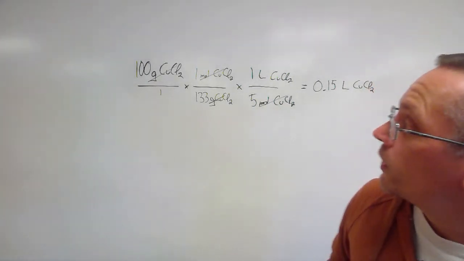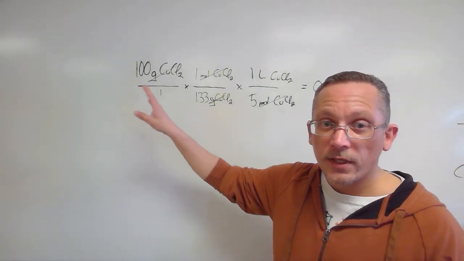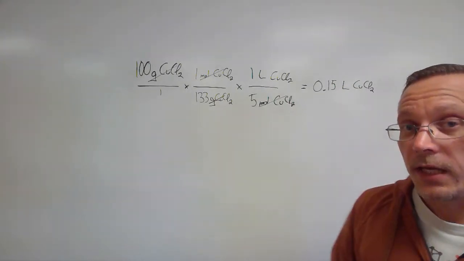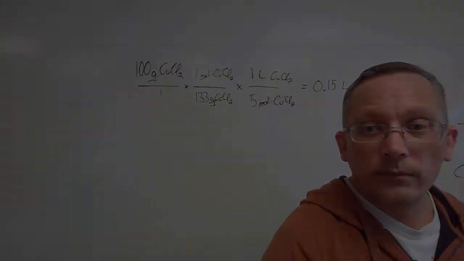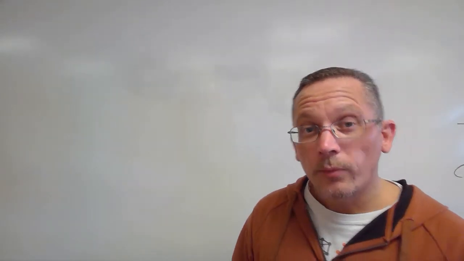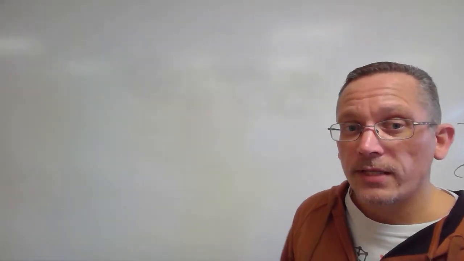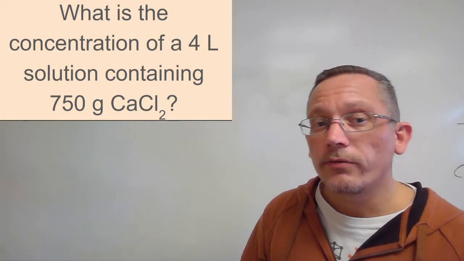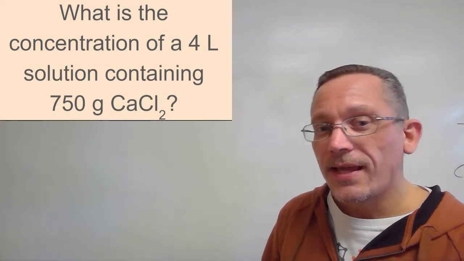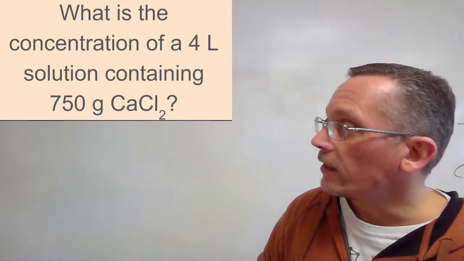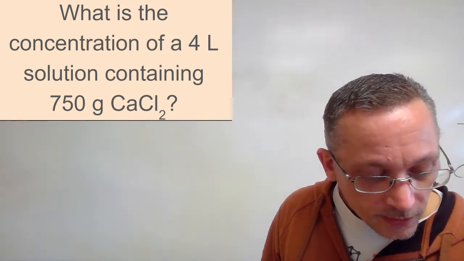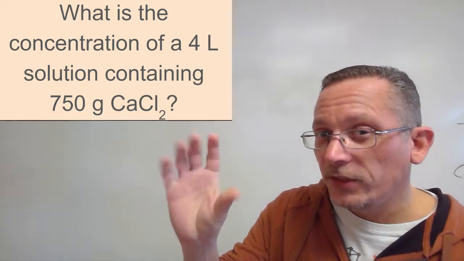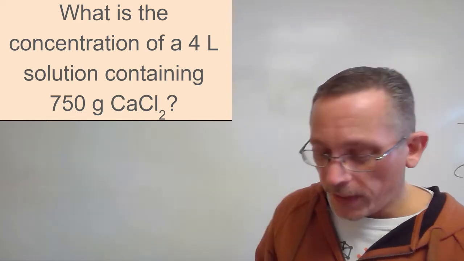So there's another type of problem we can solve where if they tell us how many grams and the concentration that we want, we can figure out how many liters of solution we can make. Okay, there's one other type of problem we might be faced with, and this is one where they ask us to find the concentration. So this one says, what is the concentration of a 4-liter solution containing 750 grams of calcium chloride, CaCl2? This type of problem, where they ask you to find the concentration, has a tiny trick in it at the end. So pay attention here, okay?